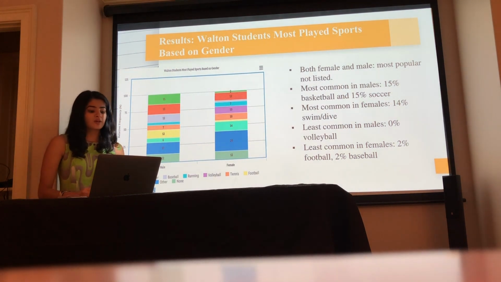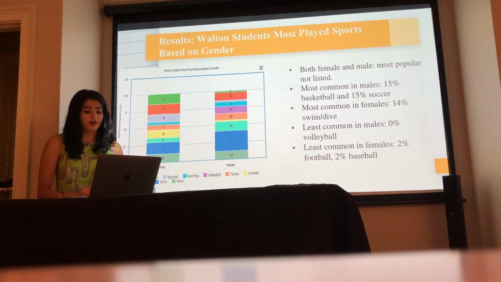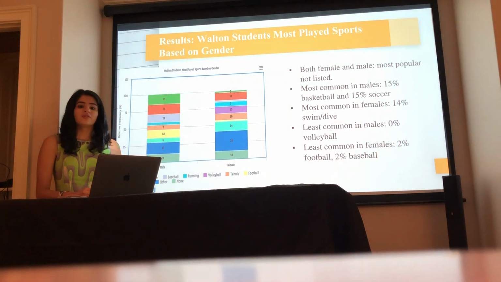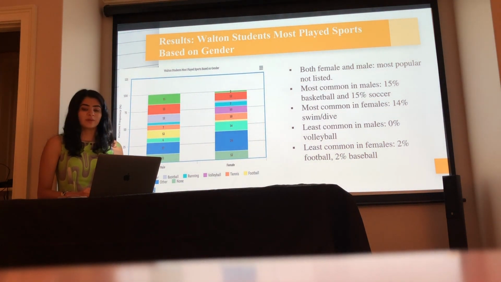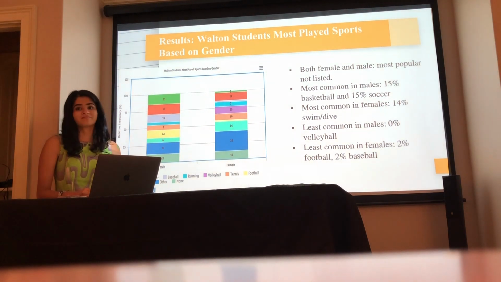0% of males played volleyball, which is the least common sport played within the males, and only around 2% of females played football, and 2% of females played baseball. Football and baseball were the least commonly played sports within females.